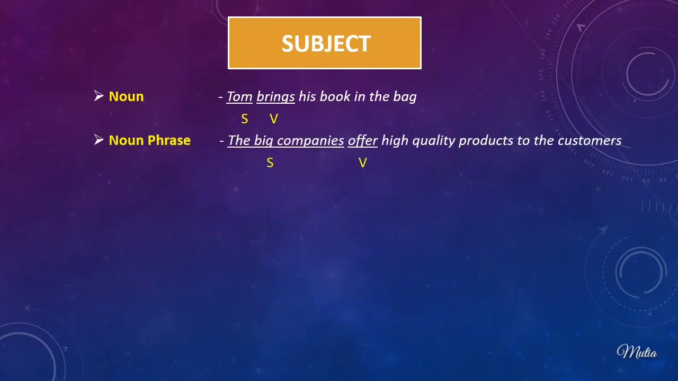Talking about a subject, it should be in the form of noun. The first is noun itself. For example, Tom brings his book in the bag. In this sentence, the subject is noun, the name of a person, Tom. The verb is the word brings. The second, noun phrase. For example, the big companies offer high-quality products to the customers. In this sentence, the subject is a noun phrase, the big companies, and the verb is the word offer.